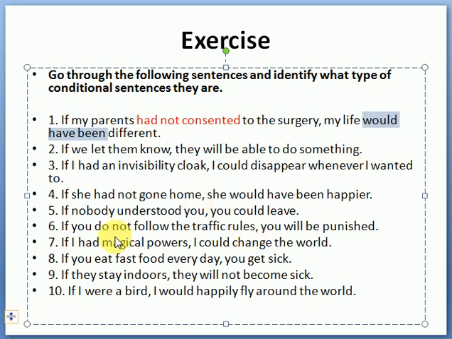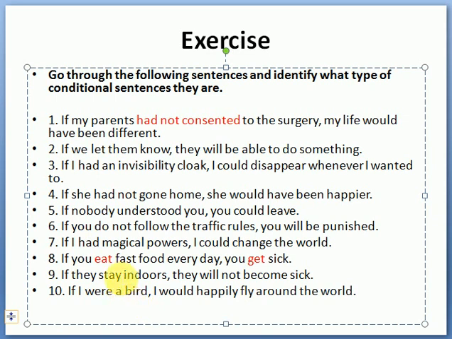Next we will have a look at this sentence, number 8: if you eat fast food every day, you get sick. So you see that this talks about general conditions. If you eat fast food every day, eat is the simple present tense, and you get sick, get is also simple present. So what conditional sentence makes use of both simple presents? That is the zero conditional, and that talks about general situations where the outcome is guaranteed.